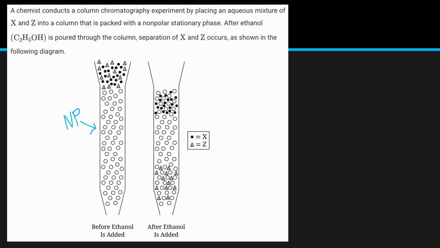So we know ethanol is a very polar molecule because it has hydrogen bonding. So if we look at our final column chromatography, we can see the triangles went through the column with our polar solvent, which is ethanol. And because like dissolves like, we know that Z is polar. And because X wanted to stay with the non-polar stationary phase, we know that X is also non-polar.